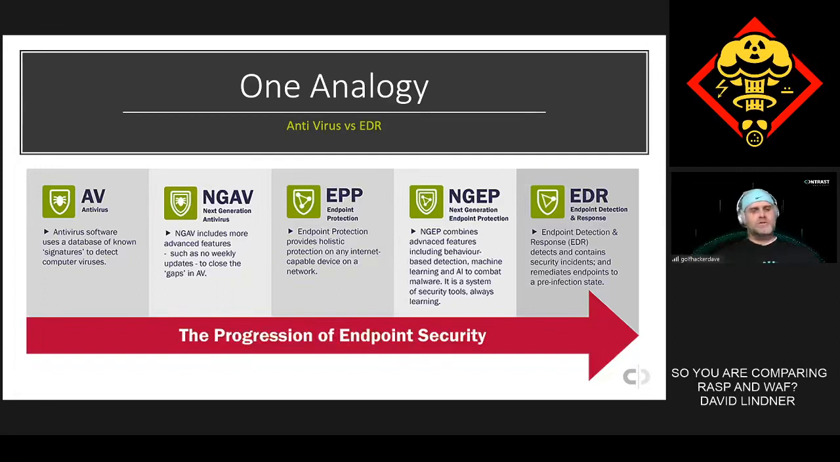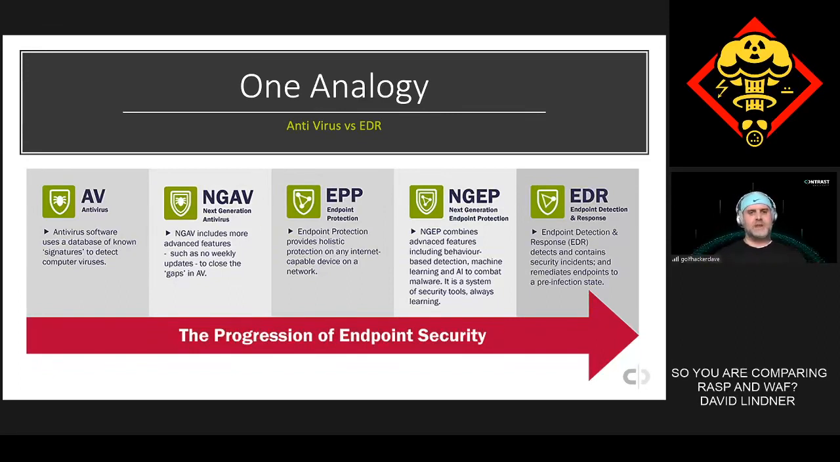Then we moved slowly to the right a little bit, right? So we went into more of a next gen antivirus. There's more advanced features. Things got better. It was still mostly signature based. There's not necessarily always going to be as many updates because it's doing things a little bit differently. It helped to close some of those gaps that it previously had with just your basic antivirus, right? So you're starting to see where we're trending here, right?